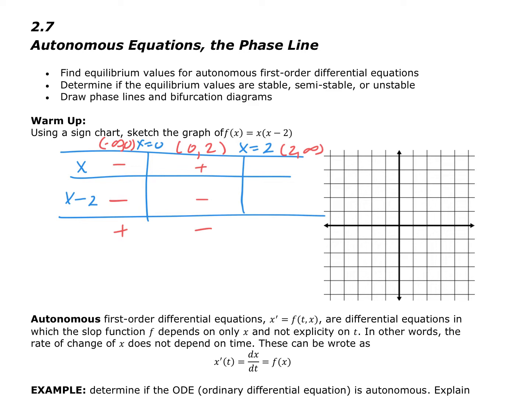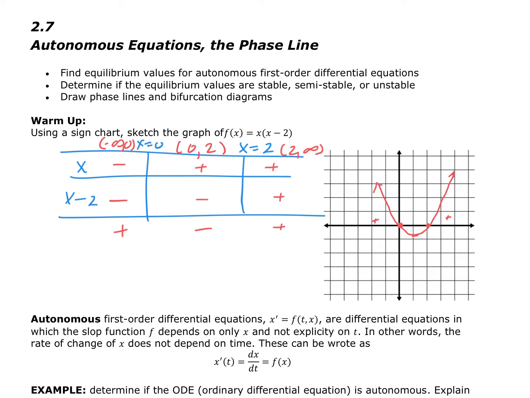For my last interval, I'm going to choose something in 2 to infinity, say maybe 100. This is positive, this is positive, this is positive. So that region is above the x-axis. So I'm going to come over here, and I know at 0 and at 2, I am below, above, and above. And so the graph is going to look something like this.